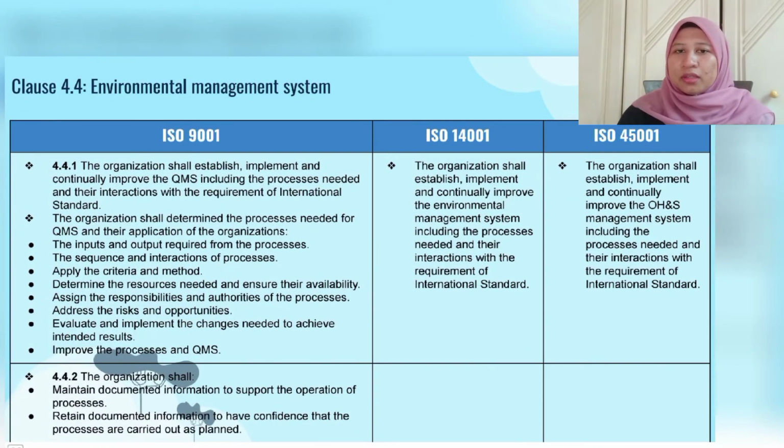Clause 4.4, management system. For ISO 9001, the organization shall establish, implement, and continually improve the QMS, including the processes needed and their interaction, in accordance with the requirements of the international standard. The organization shall determine the processes needed for the QMS and their application throughout the organization. The organization shall maintain documented information to support the operation of the processes, and retain documented information to have confidence that the processes are carried out as planned.